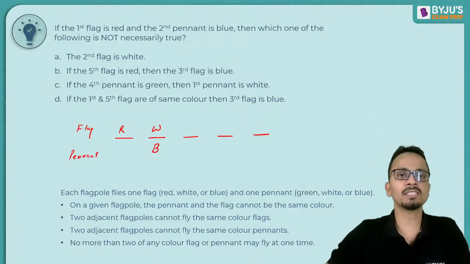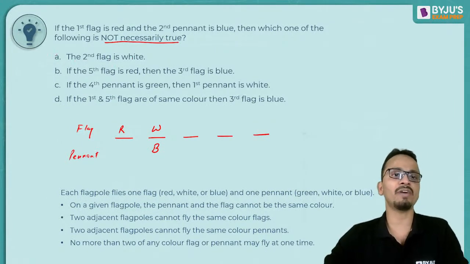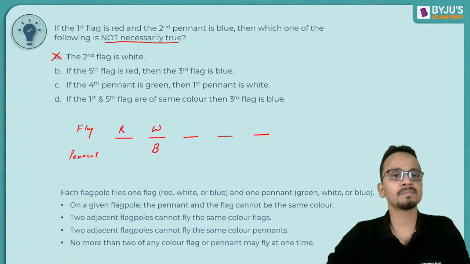So let's have a look at this. Which of the following is not necessarily true? Second flag is white. This is necessarily true. Second flag is definitely white. So answer cannot be option A. Right? Answer cannot be option A.